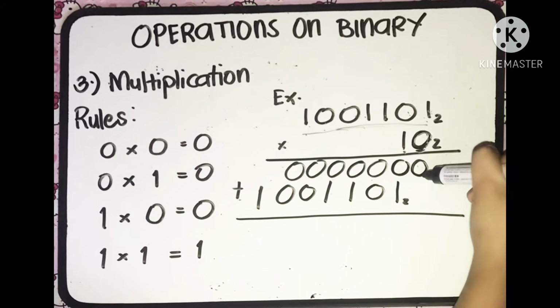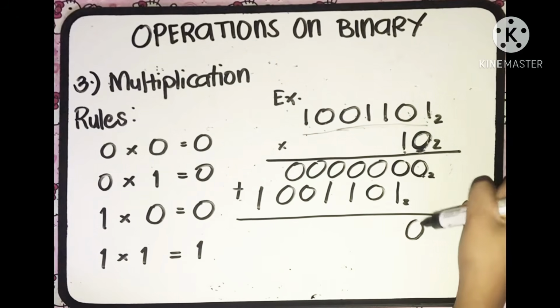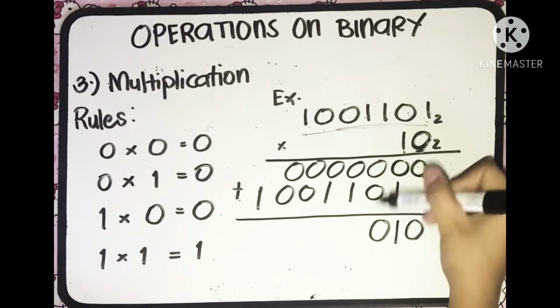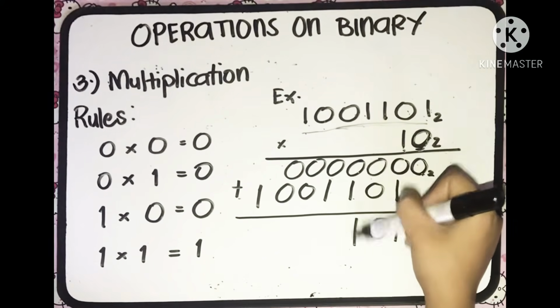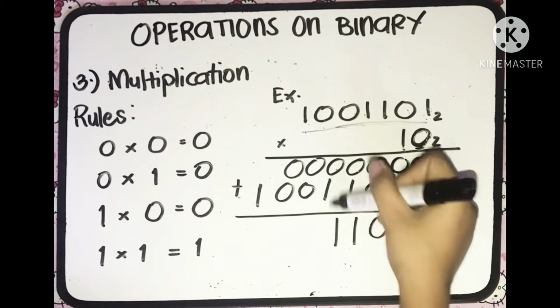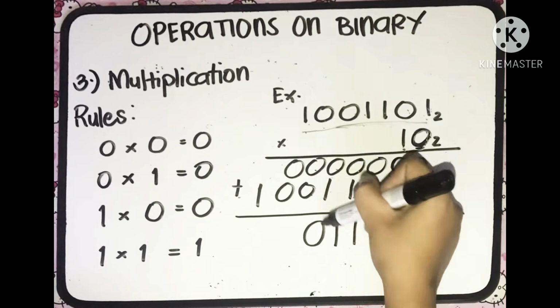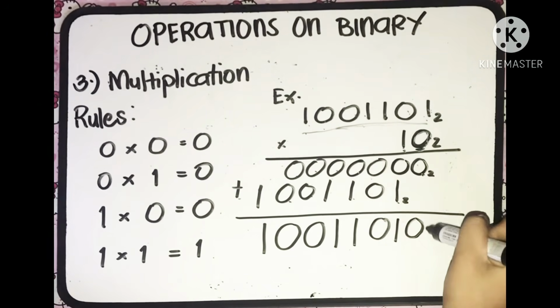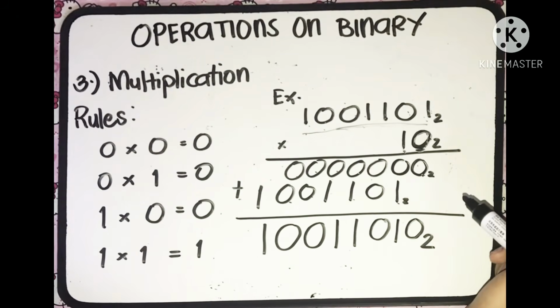Okay, applying those rules, we have 0, then 0 plus 1 is 1, 0 plus 0, 0, 0 plus 1 is 1, 0 plus 1, 1, 0 plus 0, 0, 0 plus 0, 0, and then let's bring down this 1. And then don't forget to write subscript 2.